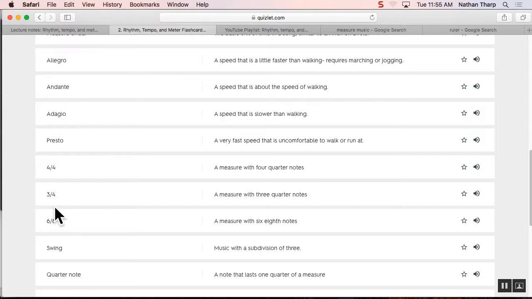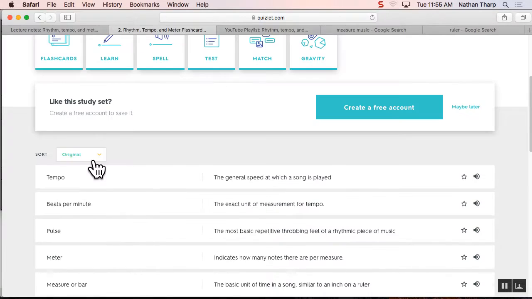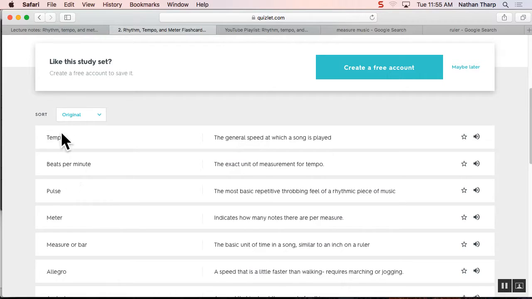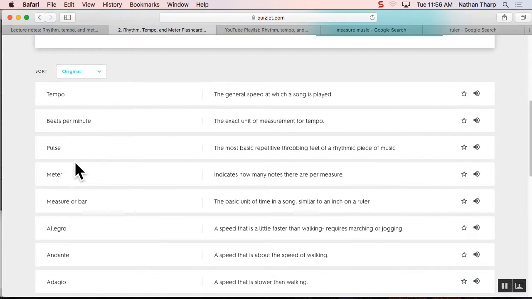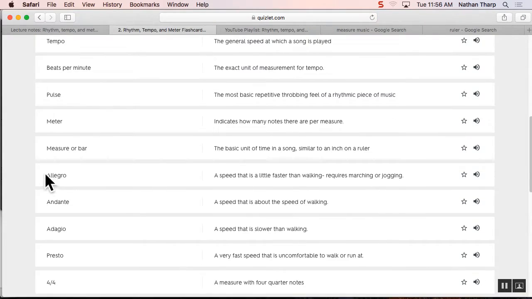Okay? So 6/8 and 3/4 are meters that have 3 in them and make more of a lateral motion in our bodies for some reason. The speed at which we play, the tempo, is measured in beats per minute, and there are a couple of tempo markings I'd like you to be familiar with.